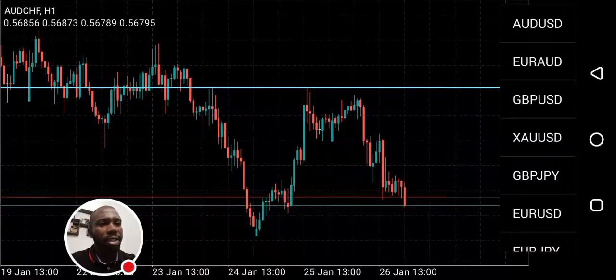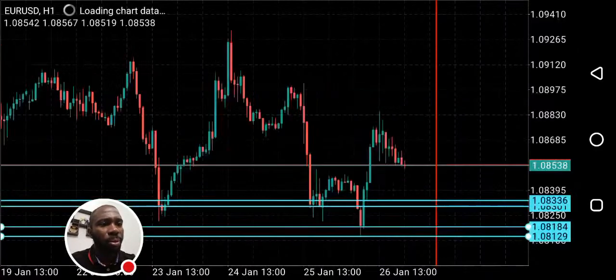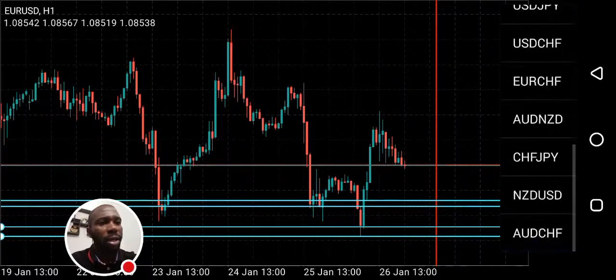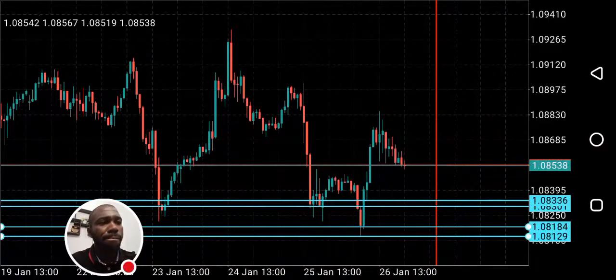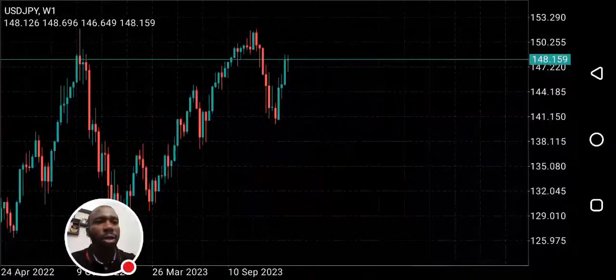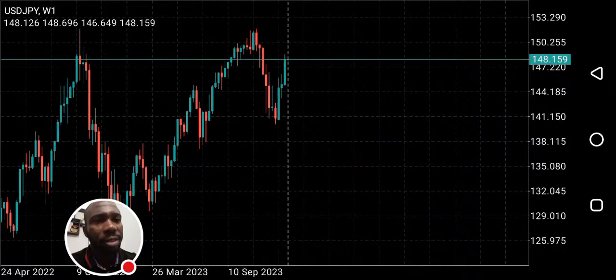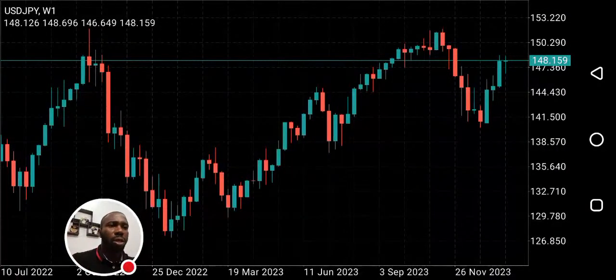Okay, so let's look at CAD JPY. I don't have CAD JPY. Let's look at USD JPY. USD JPY will determine the trend on CAD JPY. Let's see weekly. So based on what we have on this weekly time frame, how did last week's candle close?